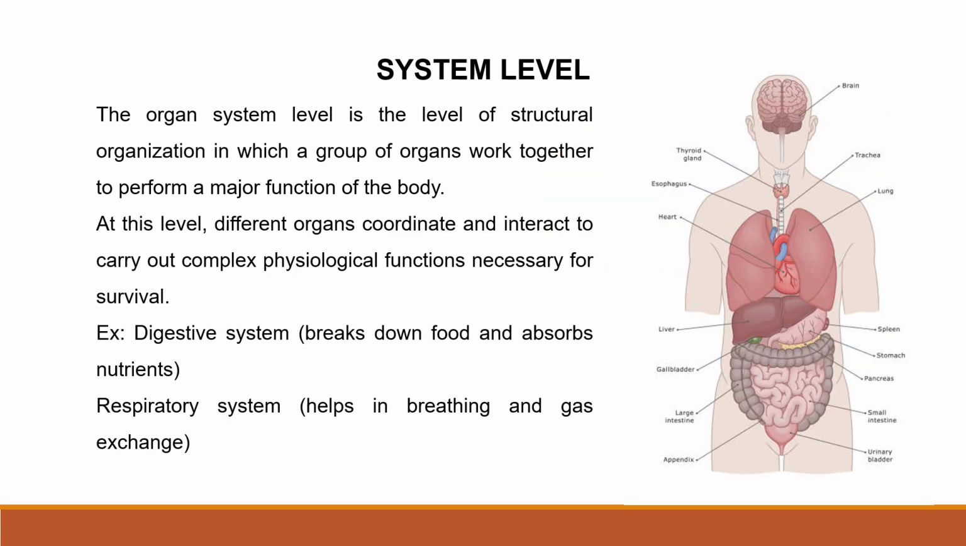All the different types of organs combine to form the system. There are many types of systems, like the nervous system, digestive system, and respiratory system, which you can study at the system level. Here we can see that at this level different organs coordinate and interact to carry out complex physiological functions necessary for survival. All the organs combine to form the system level, and each system helps to facilitate its particular function.